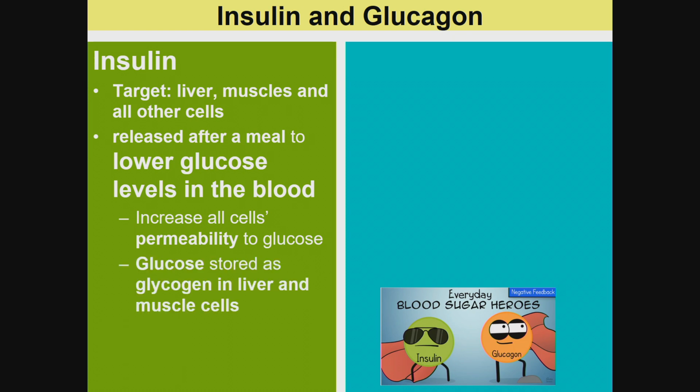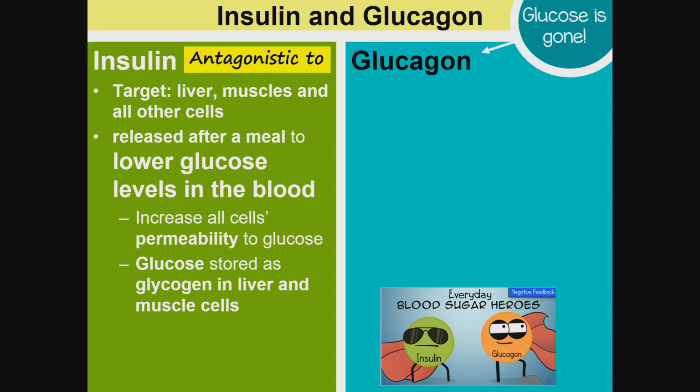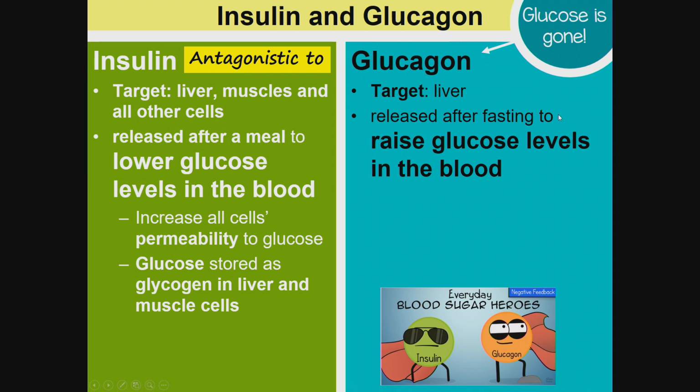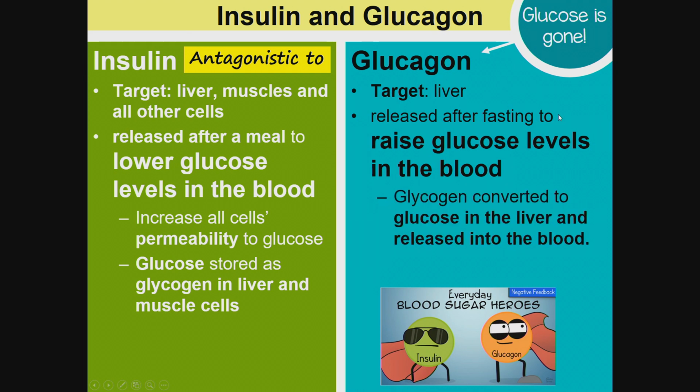Glucose is stored as glycogen in the liver and muscle cells, and insulin is antagonistic, so it has an opposite effect, to glucagon. The way we're going to remember that glucagon is released is when glucose is gone, or you have low blood glucose levels. It targets the liver. It's released after fasting to raise glucose levels in the blood. Glycogen is converted to glucose in the liver and released into the blood.